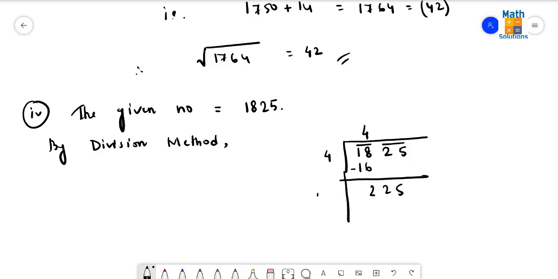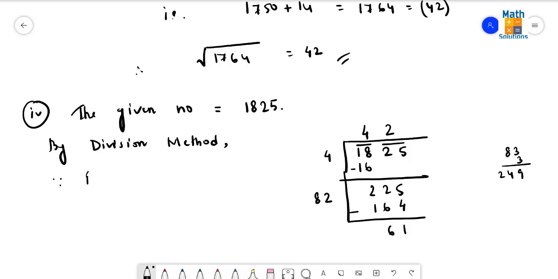I have to make this 4 double, that is 8. Then what number should be put here so as to get a number nearest to 225? What number could be put here? If I put 3, this will be bigger than 225, yes or no? Yes, it will be bigger. Therefore the only way out in my hand is to place 2 here, which will result in 164. On subtraction, what would we get? 1. Then here 61 is the remainder.